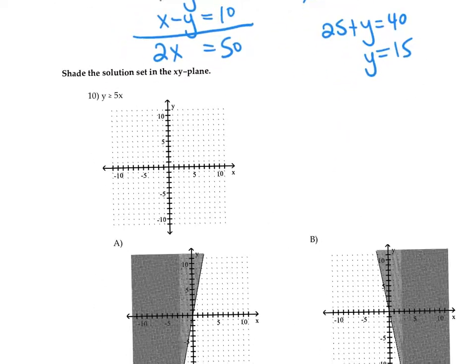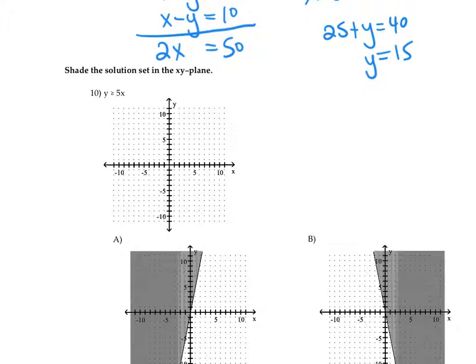Now, for number 10, I'll go ahead and graph it here and we'll look at the answer choices in a minute. You can see that y is greater than or equal to 5x. That means my slope is 5 over 1. And my y-intercept, because there's nothing added, is 0, 0. So I plot the point 0, 0, and I count up 5, right 1. You can count up 5, right 1 as many times as you like, or you can count down 5 and left 1. That's valid too. You'll connect the dots with a solid line because it's greater than or equal to.